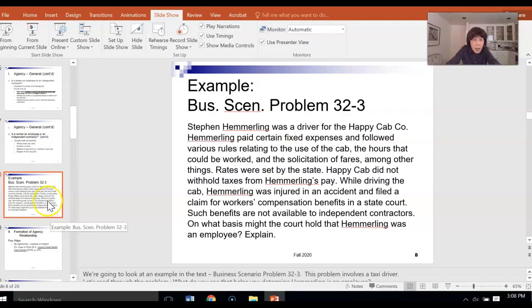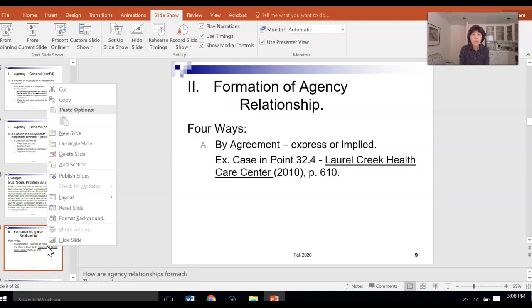So this brings us to the end of this first part. In the next part, I'll start looking at the formation of the agency relationship.